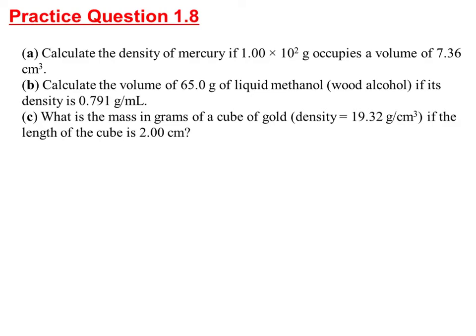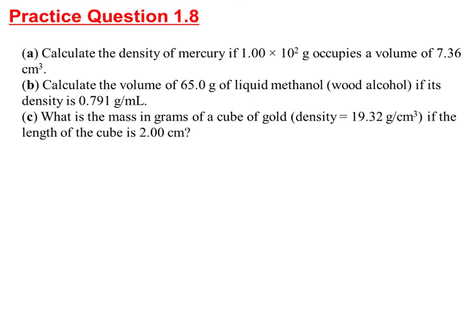And so we actually have the right units, because we have grams and centimeters cubed, which we can express density as grams per centimeter cubed or grams per milliliter. And we find that this comes out to 13.6 grams per centimeter cubed.